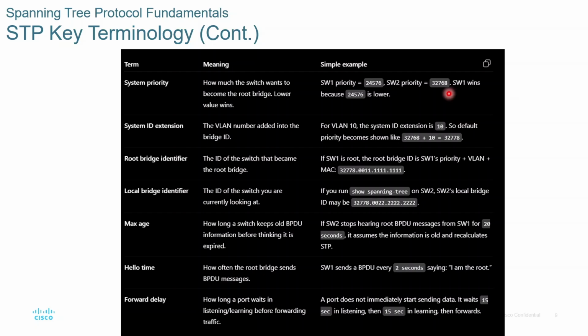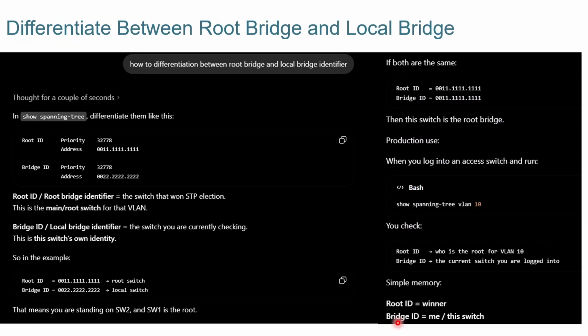By the way, the system priority always has a 32768 default, so the lower is better. And this is how it gets calculated. Okay, if you have VLAN 10, it gets added to the system priority. So when it's a root bridge identifier, it will look into this. It will add more with the root bridge, and then they have their own local bridge. So this is what I was saying. 20 seconds it waits, and recalculates STP since BPDU. If we see I'm the root, and then it says, hey, it waits. Is there any changes or no?